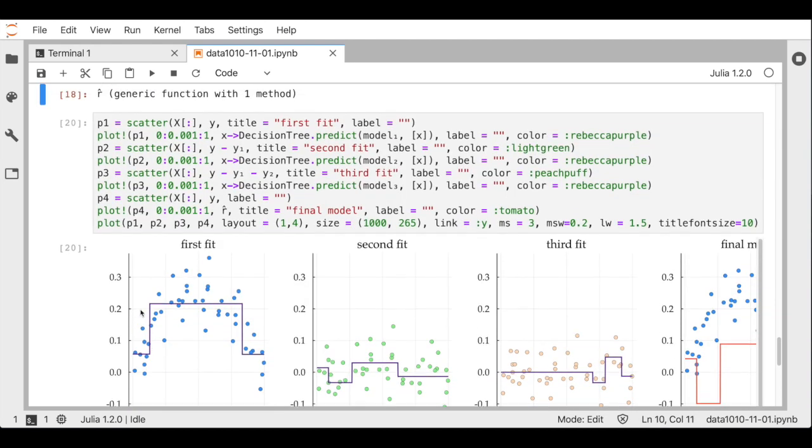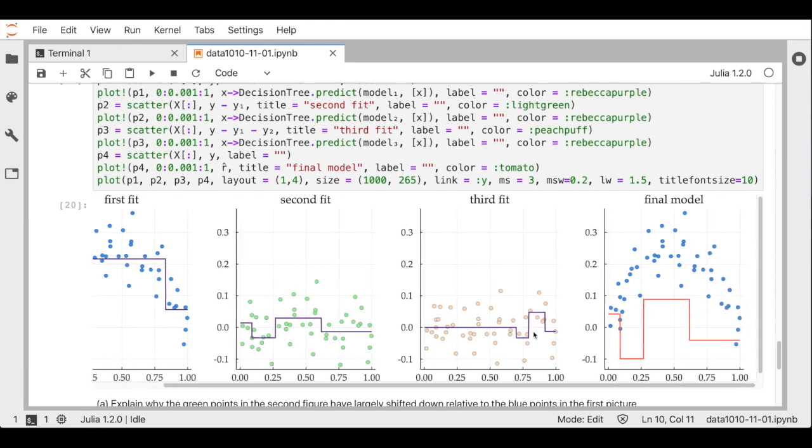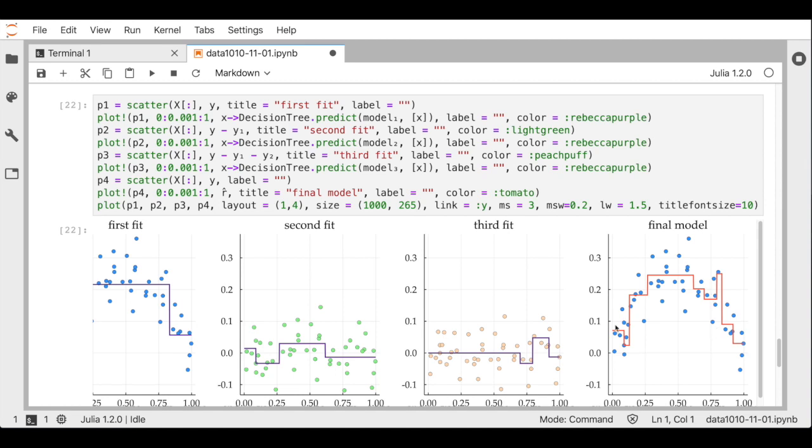So we'll make a plot here showing the original data in blue and then the first model fit in purple. And then blue minus purple gives you these green points. And then the second model fit is shown in purple in the second plot. And then the purple subtracts from the green to produce the peach points. Finally, this decision tree matches the peach points as well as it can. Then we add together these 3 purple curves to get this tomato colored curve to fit the data.